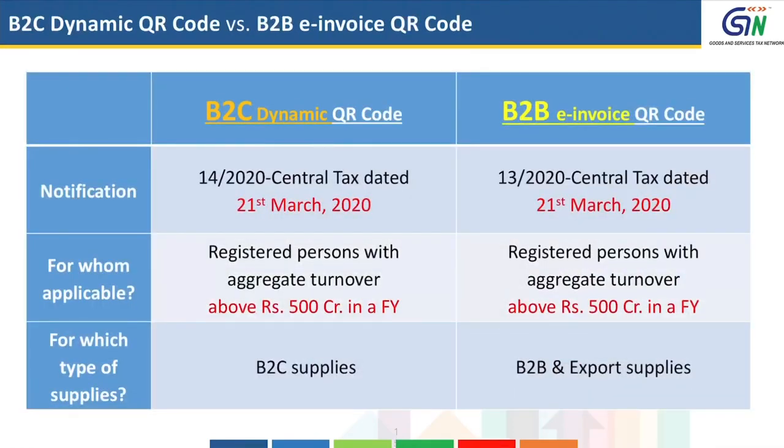Now let us see the key differences between the B2C dynamic QR code and the B2B e-invoice QR code. As we have seen, the notifications are different. One is 14 of 2020, the other is 13 of 2020. For whom it is applicable? Of course, it is for the same set of registered persons with the aggregate turnover above rupees 500 crores in a financial year. You can see here, except for this notification issuance date and the turnover threshold, these two QR codes are completely different from each other. For which type of supplies the QR codes are applicable? The dynamic QR code is for B2C sales and the e-invoice QR code is for B2B and export supplies.